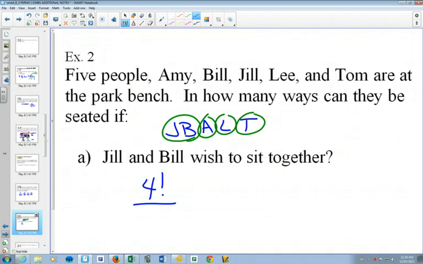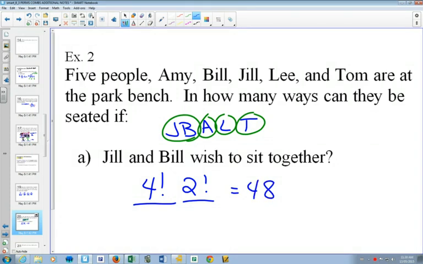But now a grouping strategy says you have to look within each of your groups and see if there are any permutations within a group. And Jill and Bill could sit holding left and right hand, or they could sit holding right and left hand. So there are 2 factorial ways that they could be arranged, and they would still be sitting together. For 48 in total.